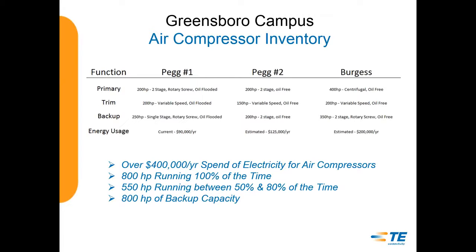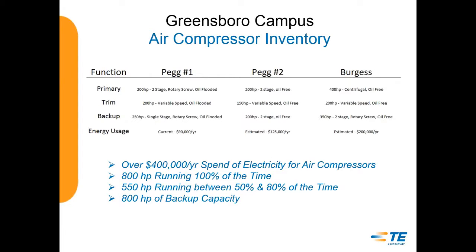we are spending about $400,000 annually for compressed air, or electricity to run those compressors. At any given time, we're running about 800 horsepower. I know that's not extremely large, but it's not extremely small either, based on some other people we've worked with. So it's a pretty good amount of horsepower that we're running full time. We've got about 550 horsepower that we run somewhere between 50 and 80% of the time, and then we've got about 800 horsepower of backup capacity.